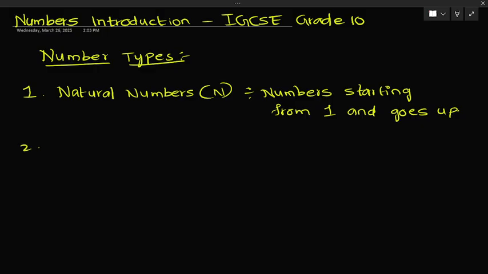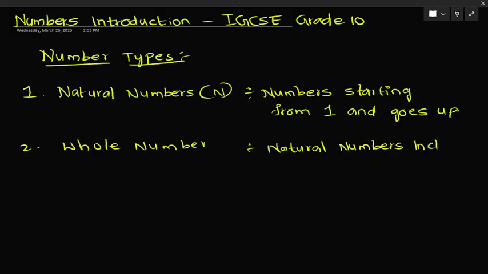And the second type of number is whole numbers. What do you mean by whole numbers? Whole numbers are nothing but natural numbers including 0. So here the numbers are 0, 1, 2, 3, and so on. And here 1, 2, 3 and goes up.